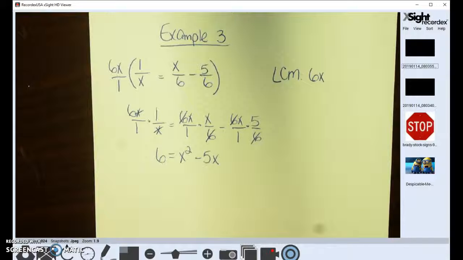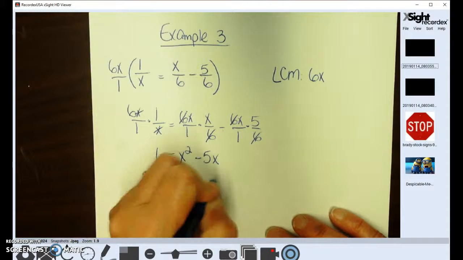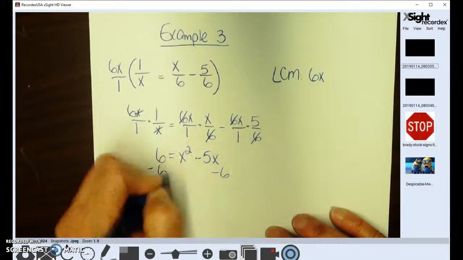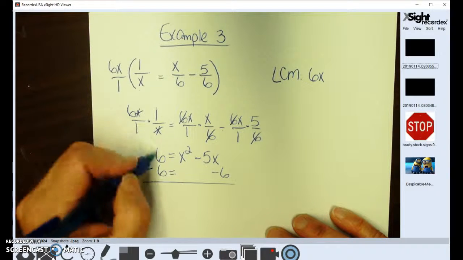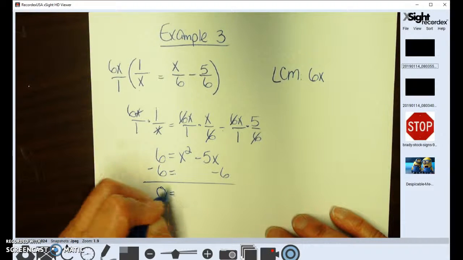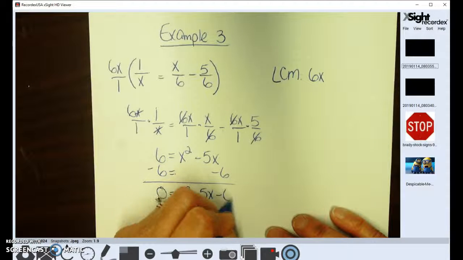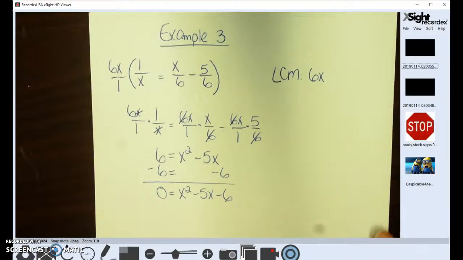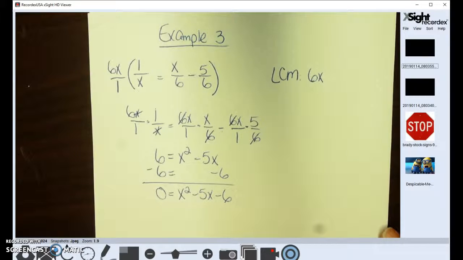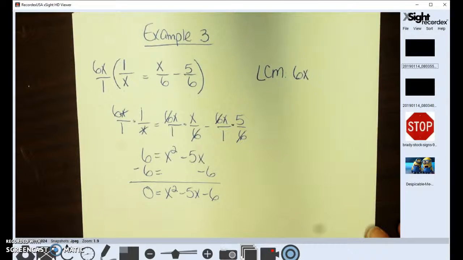Well, this is a quadratic, so I'm going to get it equal to 0 and see if I can factor it. So I'm going to subtract 6 from both sides. So those 6's cancel, they leave me 0. I have x squared minus 5x minus 6. And I know you're going to love this part. We're going to do the box.